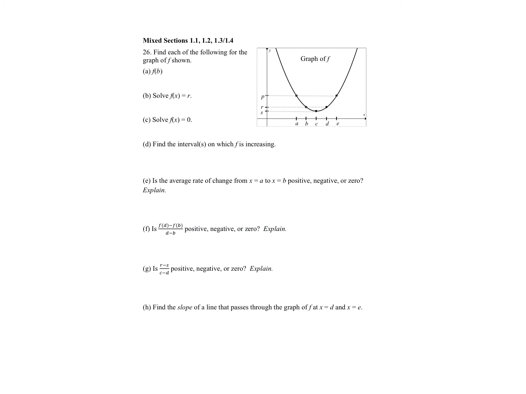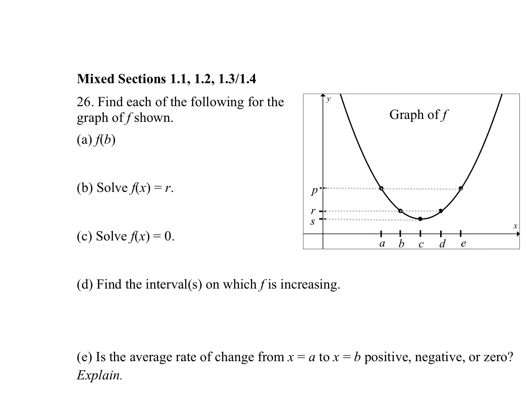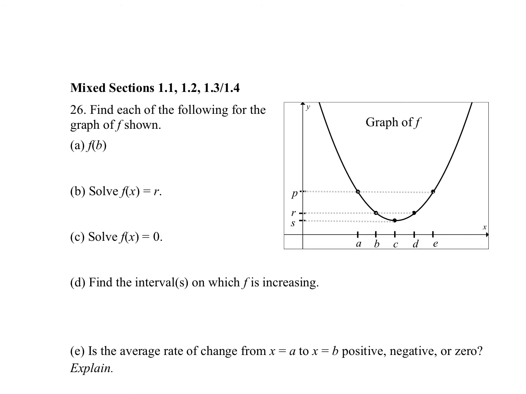All right, moving on to page 3 here. We need to find each of the following for the graph of f that we see over here on the right. We need f of b first. So let's see, what is f of b? Well, we know that this is similar to f of x, right? The thing in parentheses in the functional notation is your x value. And so if we look at our x value b, the point that has an x value of b along the graph of f has a y value of r, and that is what we want here.